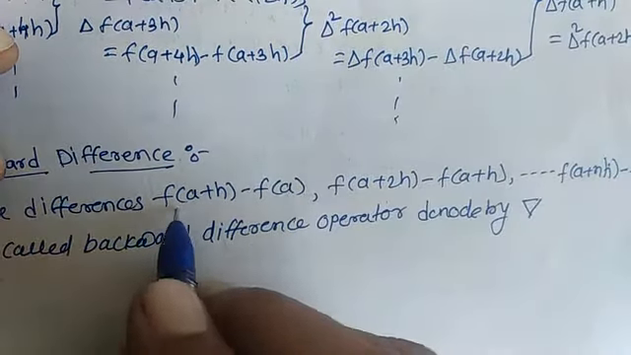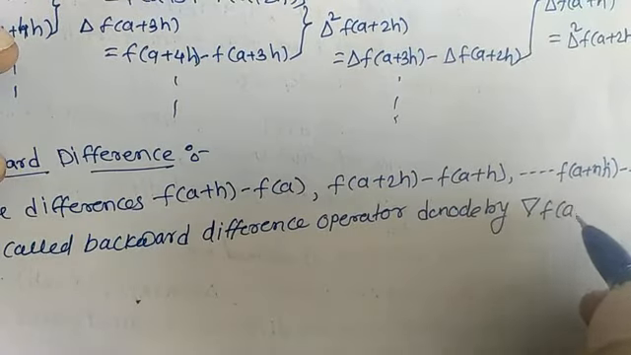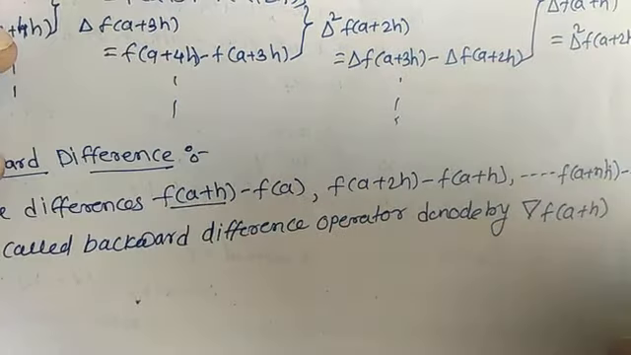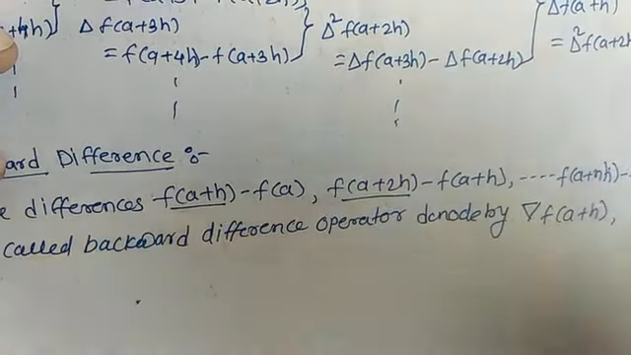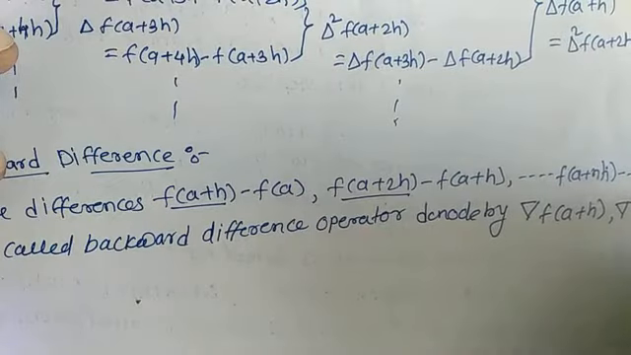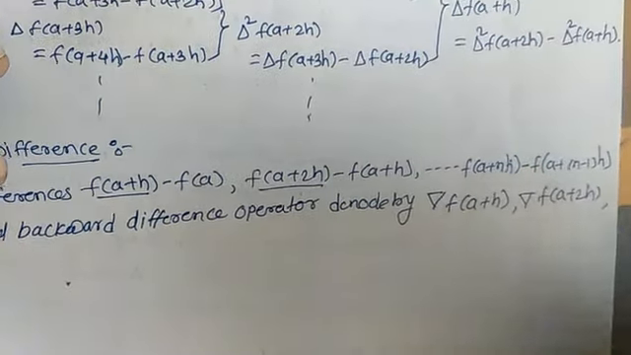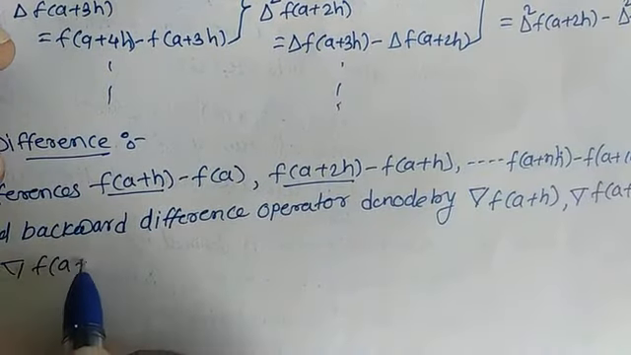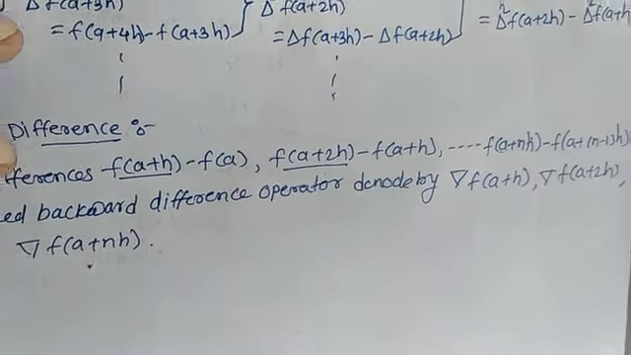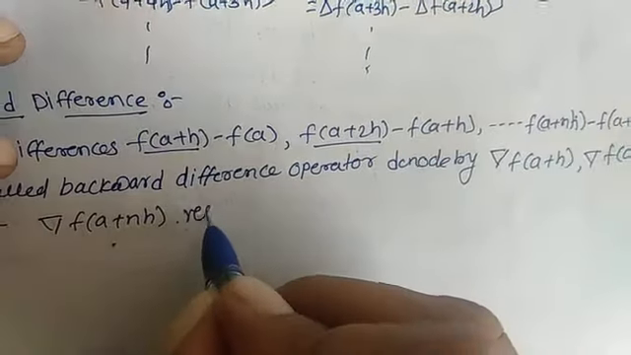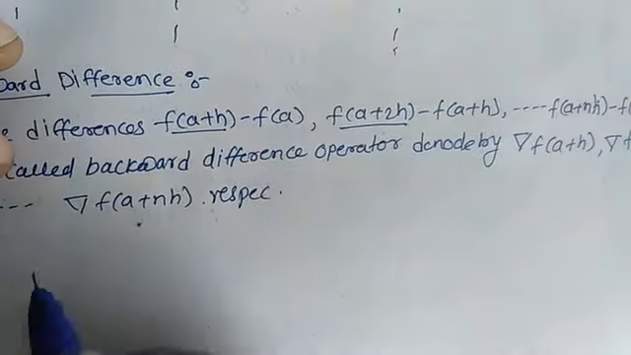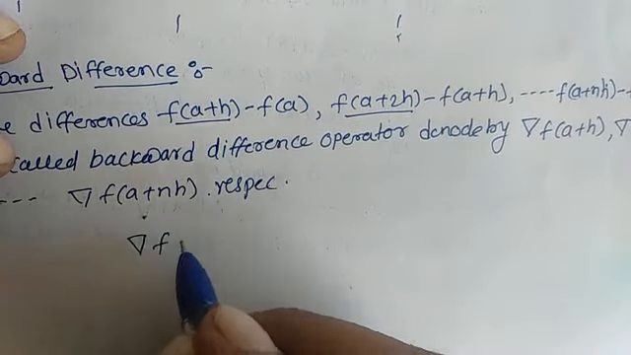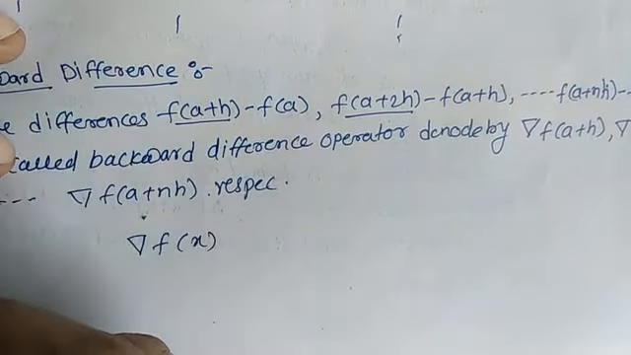So here the first difference is nabla f of a plus h, the second difference is nabla f of a plus 2h, the third and so on, up to the last difference nabla f of a plus nh, okay, respectively. Now the first difference nabla f of x can be defined in general.